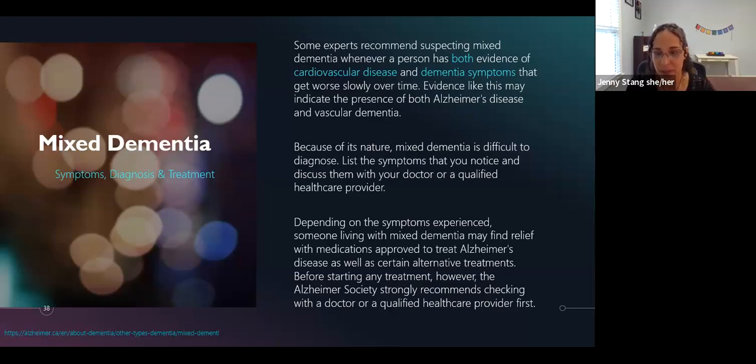Depending on the symptoms experienced, someone living with mixed dementia may find relief with medications approved to treat Alzheimer's disease, as well as certain alternative treatments. Again, before starting any treatment, the Alzheimer's Society, which is where I got the majority of my information, strongly recommends checking with a doctor or qualified healthcare provider first, especially since we learned in previous slides that some Alzheimer's medications can make symptoms worse if the person doesn't have Alzheimer's. So it's very important that you have these conversations with your doctor.